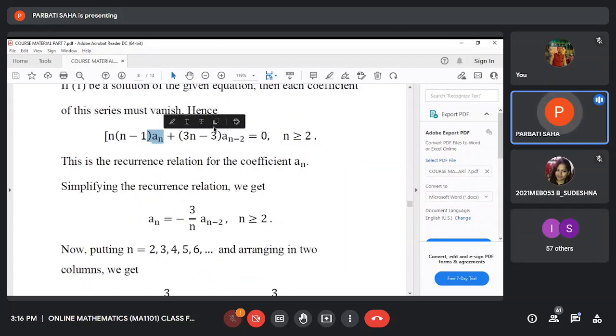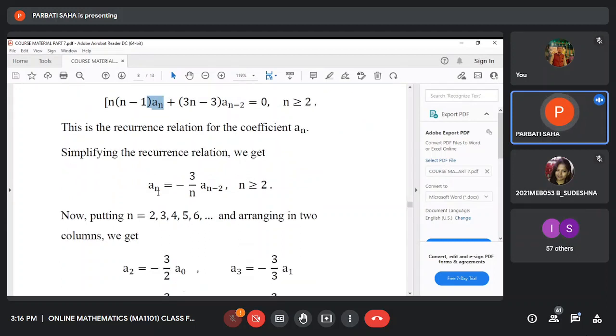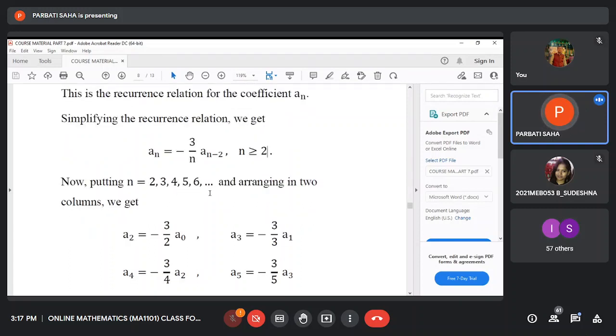Now you simplify this and then express a_n in terms of a_(n-2), like this. And now you see n varies from 2 to infinity, that means n is greater than or equal to 2. So what will you do? n equals 2, 3, 4, 5, 6, etc. Just put the values which are greater than or equal to 2.